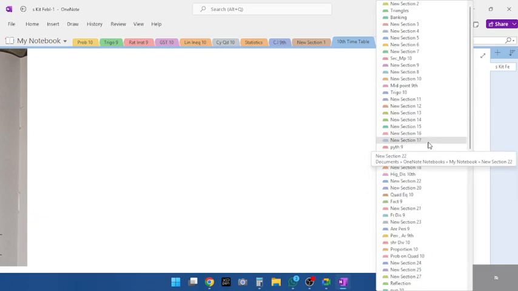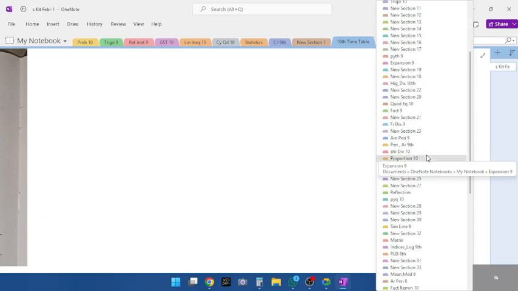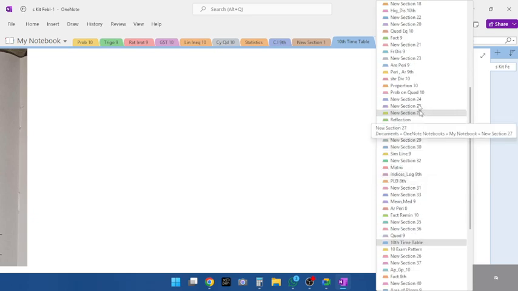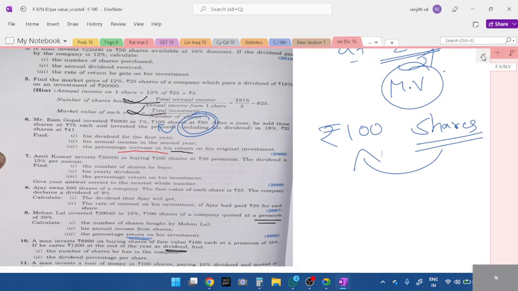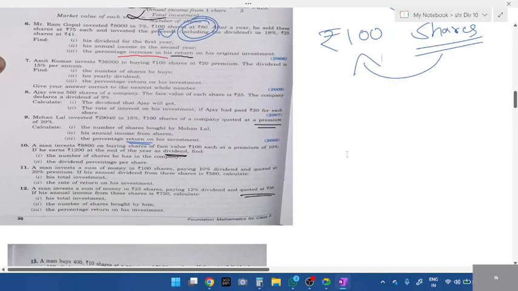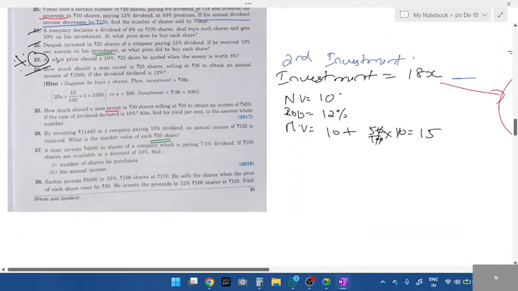Shares and dividend. Where you have to take the investment and invest in the second part, students. All of you remember the sale proceeds concept? Sale proceeds. That's the investment, the new investment, right? That's the new investment, Naomi. Where is that sale proceeds concept?